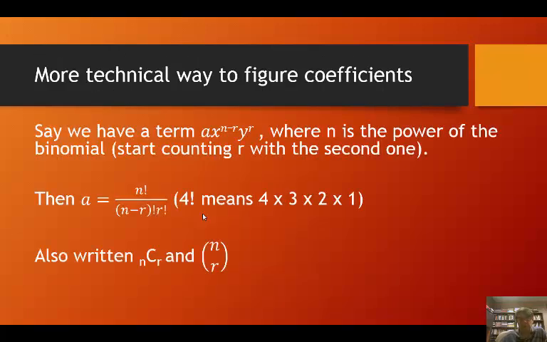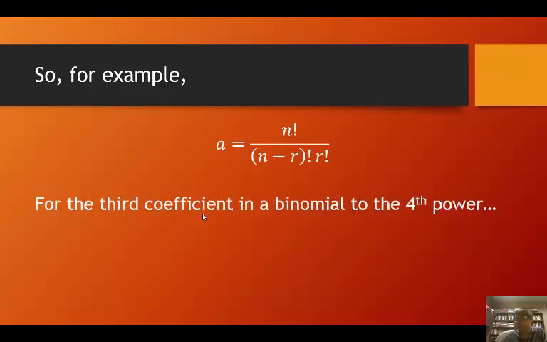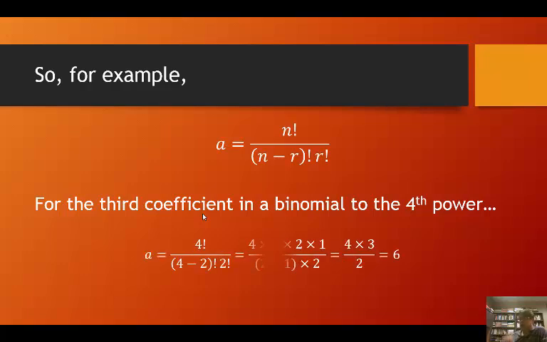These are a couple other ways to write it. N choose r, and then out of n total elements, choose r of them. Anyway, don't worry about that. So let's do this. Remember, we were going to the fourth power, and we were looking for the third term, which is r equals 2. So let's plug it in. So n equals 4, and r, since it's the third term, and we start with 0, 0, 1, 2, we're going to put in a 2.